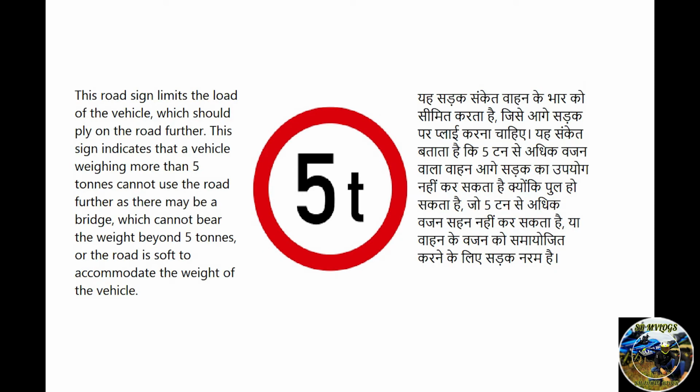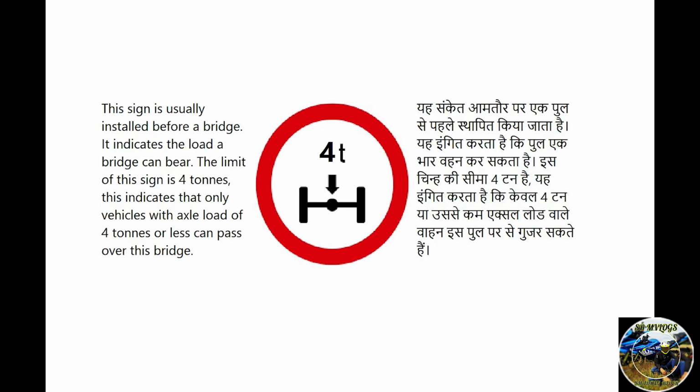This road sign limits the load of the vehicle which should ply on the road further. This sign indicates that a vehicle weighing more than 5 tons cannot use the road further, as there may be a bridge which cannot bear the weight beyond 5 tons, or the road is too soft to accommodate the weight of the vehicle.